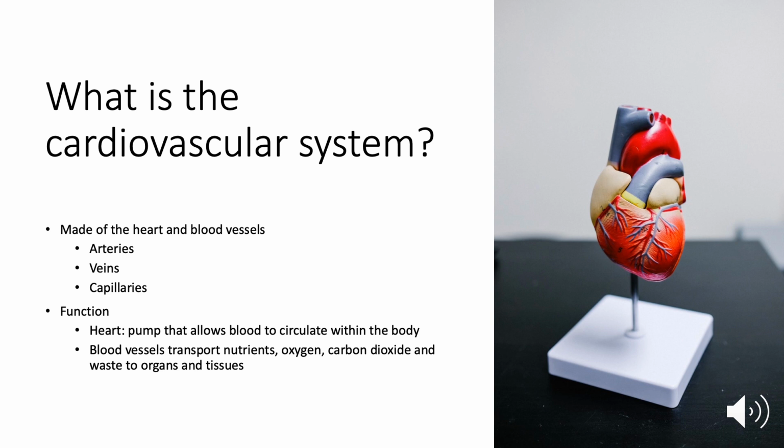Now we'll talk a little bit about the function of the heart and blood vessels. The heart is the actual pump that allows blood to circulate within the body. Meanwhile, the blood vessels are transport tubes that transport nutrients, oxygen, carbon dioxide, and waste to tissues and organs.